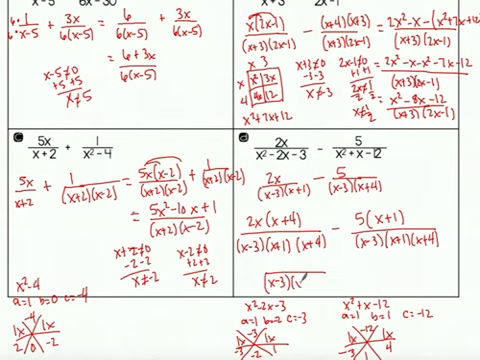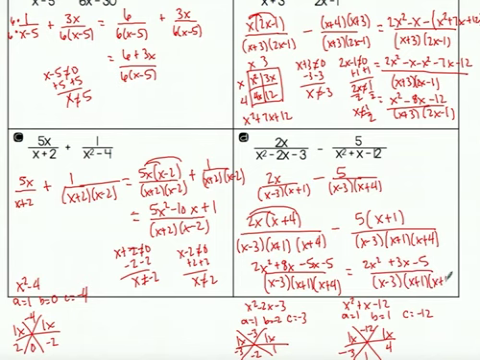So my denominator is going to stay. My numerator is going to change a little bit because I would distribute. So that's going to be 2x squared plus 8x. Here I'm going to distribute a negative 5, so that'd be minus 5x minus 5. And then I can simplify that to 2x squared plus 3x minus 5 over x minus 3 times x plus 1 times x plus 4.